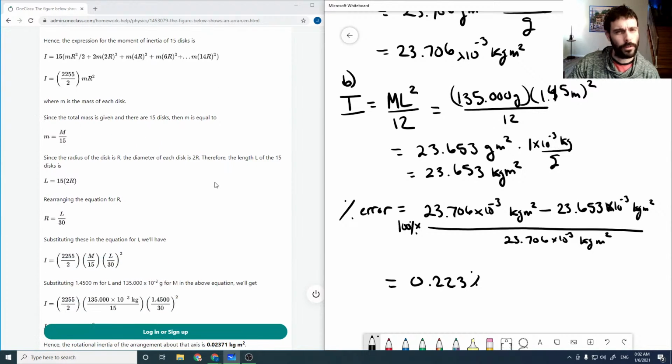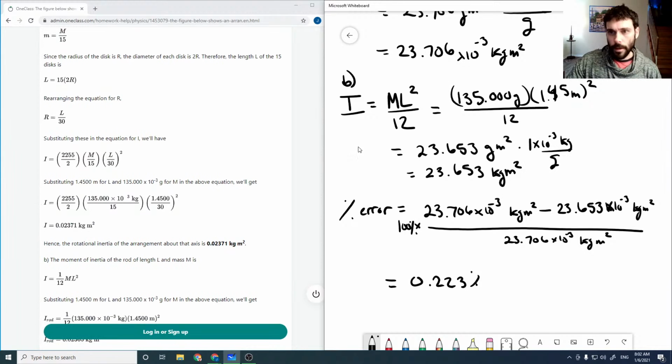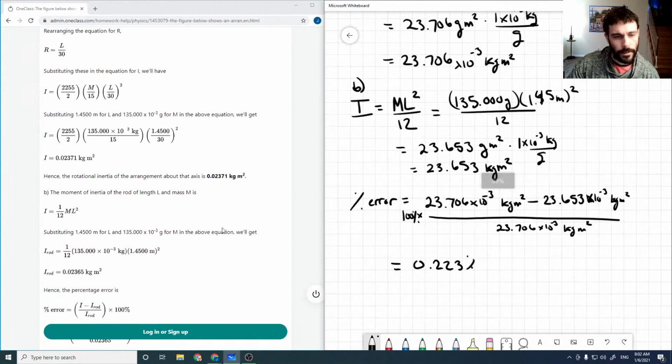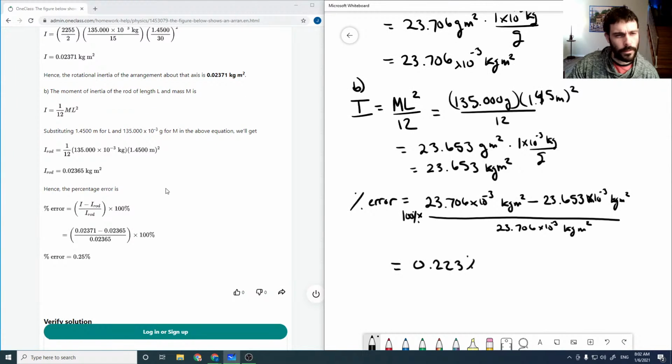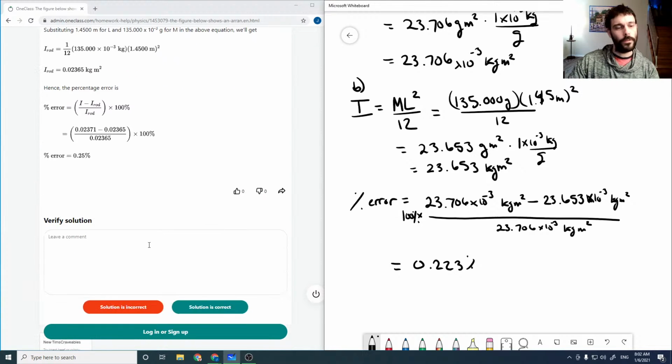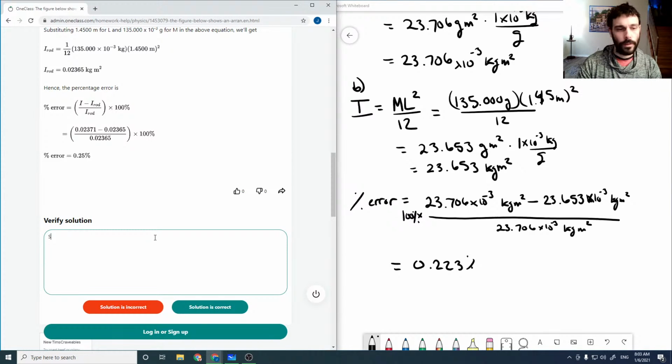Okay, so if we check through the solution here, we get 0.02371, so that looks pretty good. And if we approximated this in this way, we would get 2365, which looks pretty good, or 0.02365. And the percent error would be about 0.22 or 0.25. That would be just rounding differences, I assume. And so this looks good.